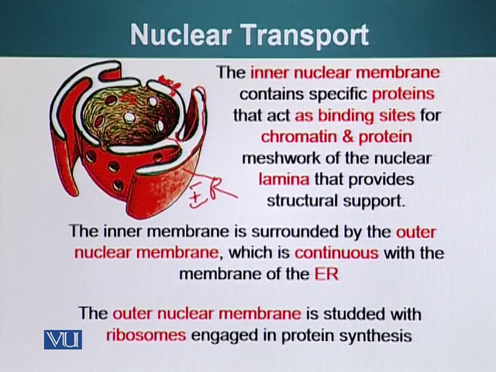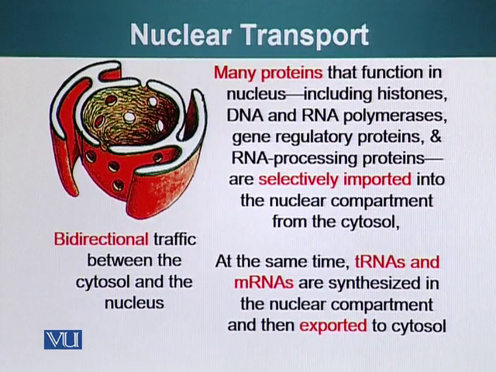Through the nuclear pore, there is bidirectional traffic between the cytosol and the nucleus. Many proteins that function in the nucleus, including histones, DNA and RNA polymerases, gene regulatory proteins, and RNA-processing proteins, are selectively imported into the nuclear compartment from the cytosol. So we know the genetic material is here. If DNA has to replicate, DNA is present in the nucleus, so DNA polymerase has to come inside the nucleus.